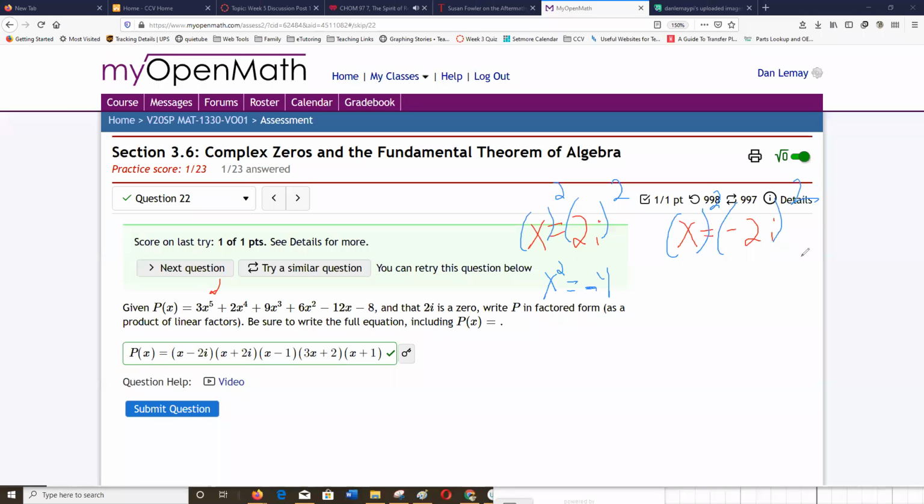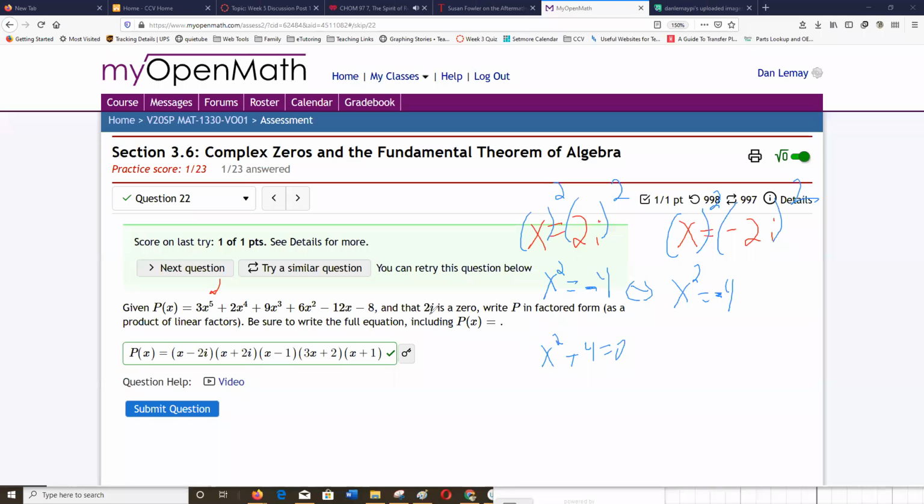Look what happens when I do the conjugate, which they didn't tell me was a zero. I'm going to get x squared. Now this is all multiplication, so I don't have to worry about FOILing. A negative number squared is positive, 2 squared is 4, and i squared is negative 1. Notice how I get exactly the same answer, so I only have to worry about one of them to write this out. That gives me x squared plus 4 equals 0.